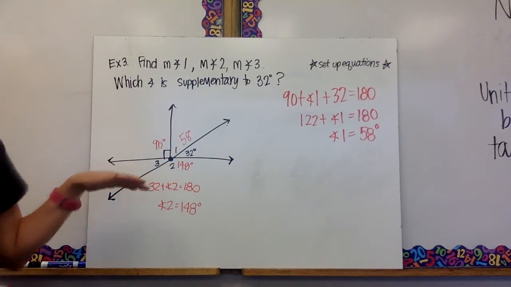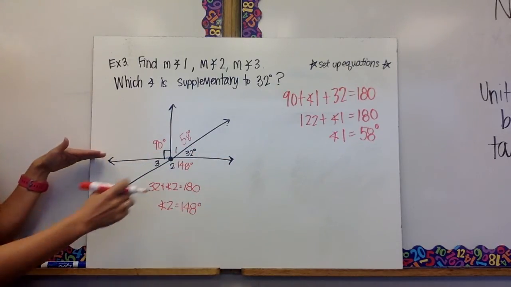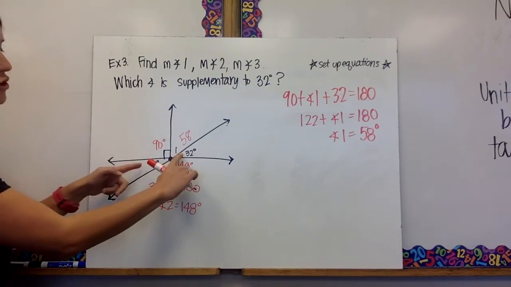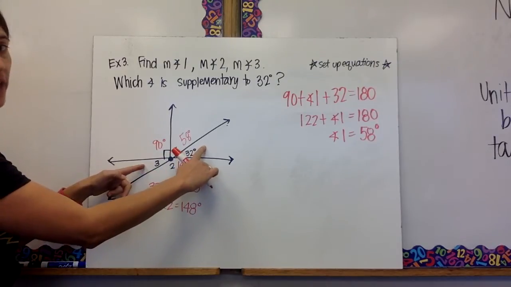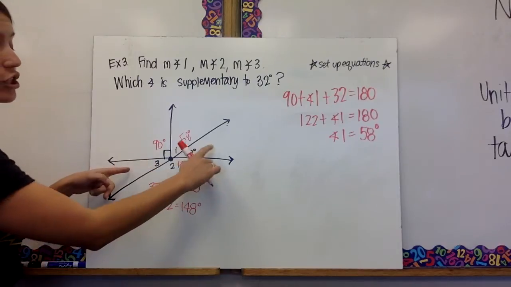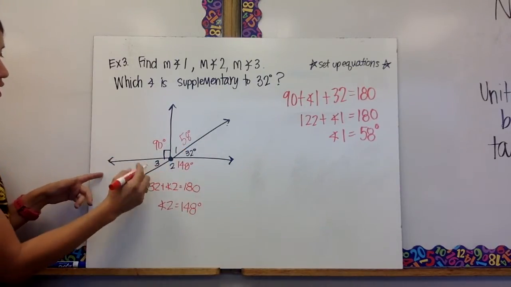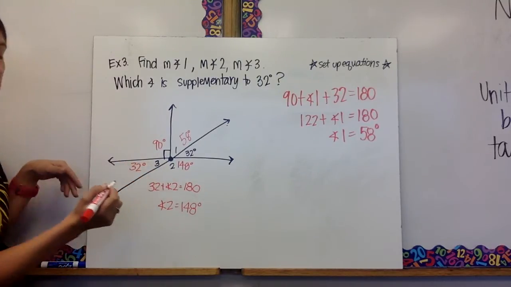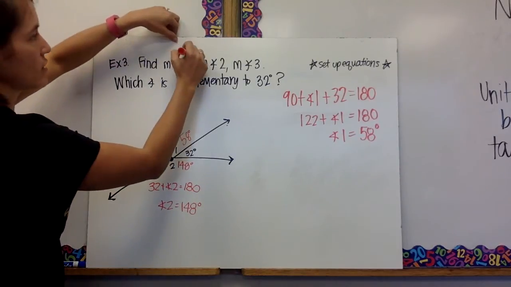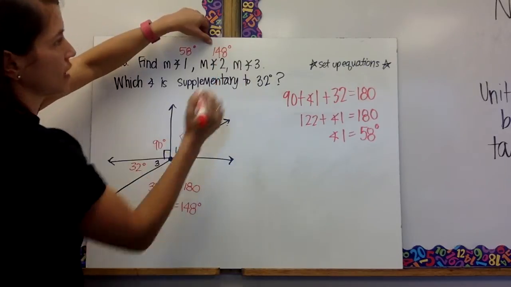And then measure of angle 3, you have a couple of options. You can use this straight angle right here and know that angle 3 and 2 are supplementary. Or you can use the knowledge that angle 3 and this angle are vertical angles. Do you see how they are across from each other and they make a V, which means they're congruent. Either way, you can use vertical angles or supplementary angles, but this angle is going to be 32 degrees also.